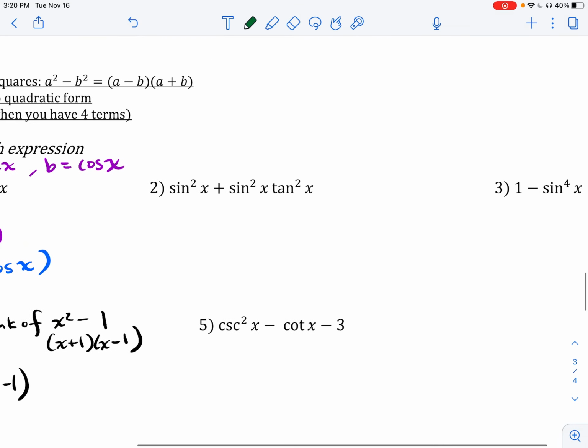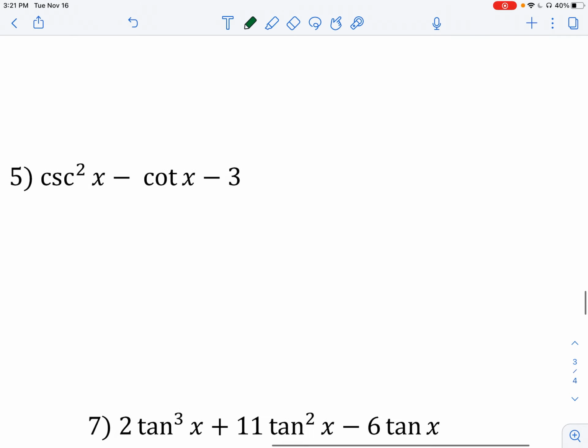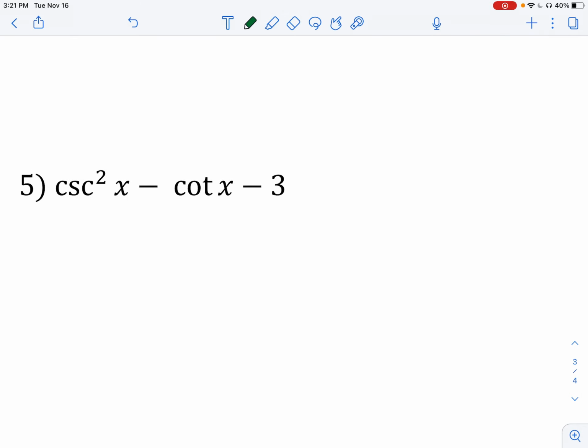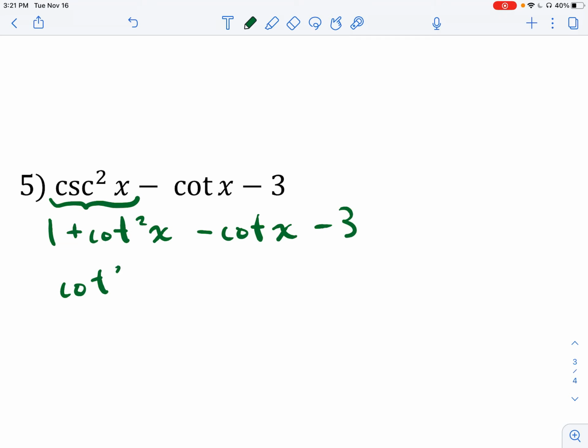Let's try something like number 5. Okay? So number 5 here. Well, at first glance, this is kind of like having y squared minus x minus 3. We don't have the same variable here. But fortunately for us, we actually have some trigonometric identities we can lean on. We know that cosecant squared x is equal to 1 plus cotangent squared x. So that's the case. We have cotangent squared x minus cotangent x. Combine 1 and negative 3, that's negative 2. Now this allows us to factor pretty easily.